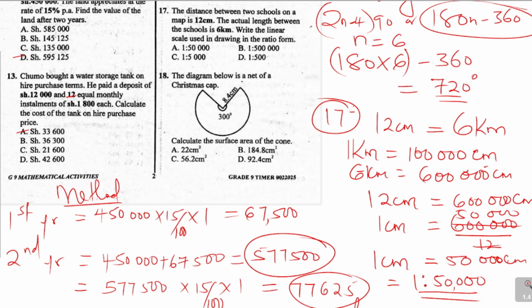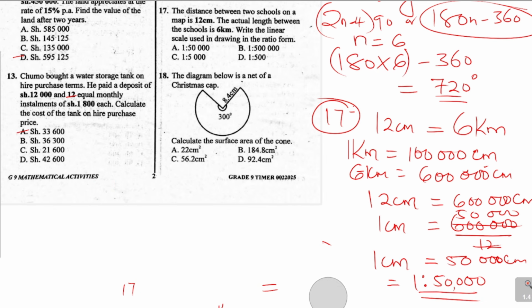So we go to the next question. That is question 18. The diagram below is a net of a Christmas cup. You can see the sector there. That sector is the one that is folded to form a cone. So calculate the surface area of the cone. To get the surface area of this cone, we are going to use the sketch of the net that is there. That net is in the shape of a sector of a circle, and it is represented by a major sector.